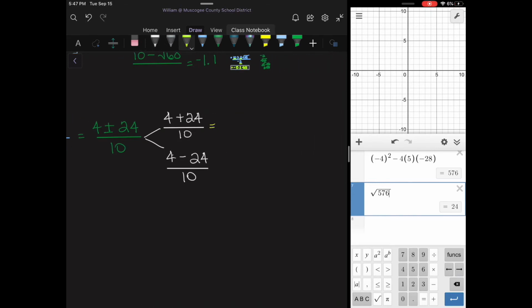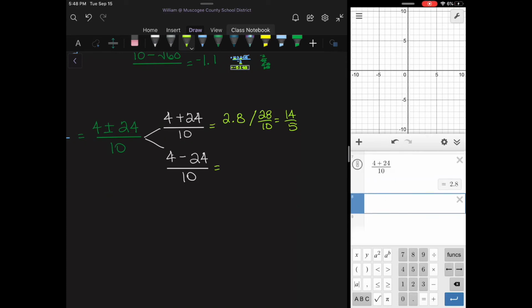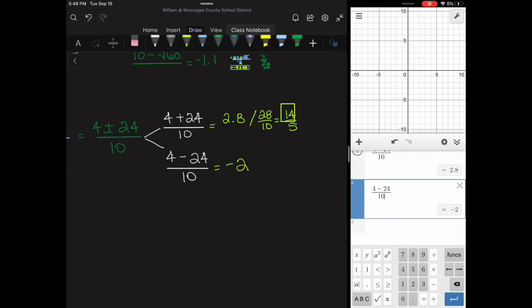So I'm a big fan of the calculator. I like typing everything in just so I can make sure I'm right. Why not, especially if one is given to you? So 4 plus 24 over 10 is going to give us 2.8. That would be your decimal. If they want you to keep it as a fraction, this would be 28 over 10, which when you reduce each numerator and denominator by 2 leaves us with 14 over 5. So if they want it as a fraction, we have 14 over 5. 4 minus 24 is going to be negative 20 divided by 10, and that gives us negative 2. So these are our solutions, 14 fifths and negative 2.